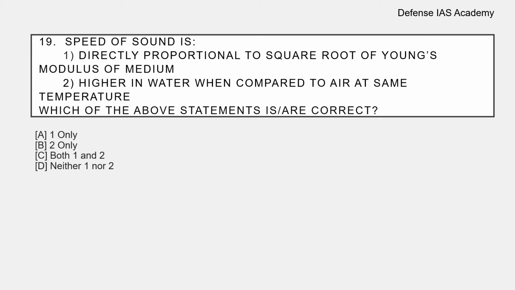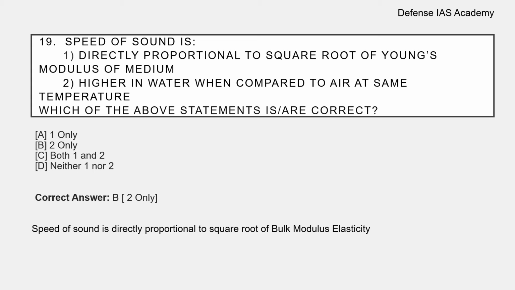Question number 19. Speed of sound is: 1. Directly proportional to the square root of Young's modulus of the medium. 2. Higher in water when compared to air at the same temperature. Which of the above statements is correct? Options are: option A, 1 only; option B, 2 only; option C, both 1 and 2; option D, neither 1 nor 2. The correct answer is option B, 2 only. The speed of sound is higher in water when compared to air at the same temperature. The speed of sound is directly proportional to the square root of the bulk modulus of elasticity.